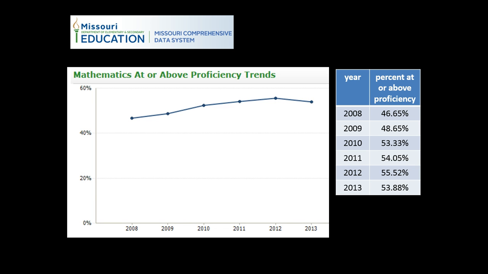Here's another line graph. This one is from Missouri's Department of Elementary and Secondary Education. It shows the percent of students who scored at or above proficiency on the mathematics portion of the MAP test or their end of course exams for 6 years running.